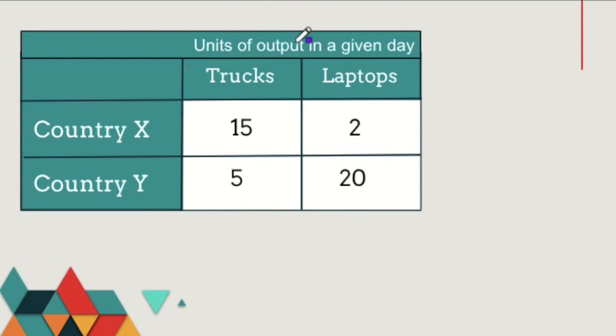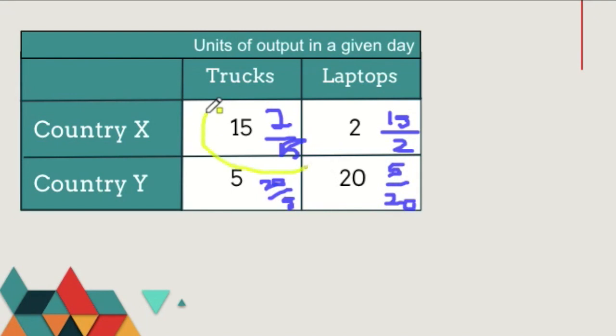Because this is an output question, we do other over. So 2 goes over 15, and 15 goes over 2, 20 goes over 5, and 5 goes over 20. And we said that because we're going with whoever has the lower opportunity cost, country X is going to be producing the trucks, and country Y is going to be producing the laptops.